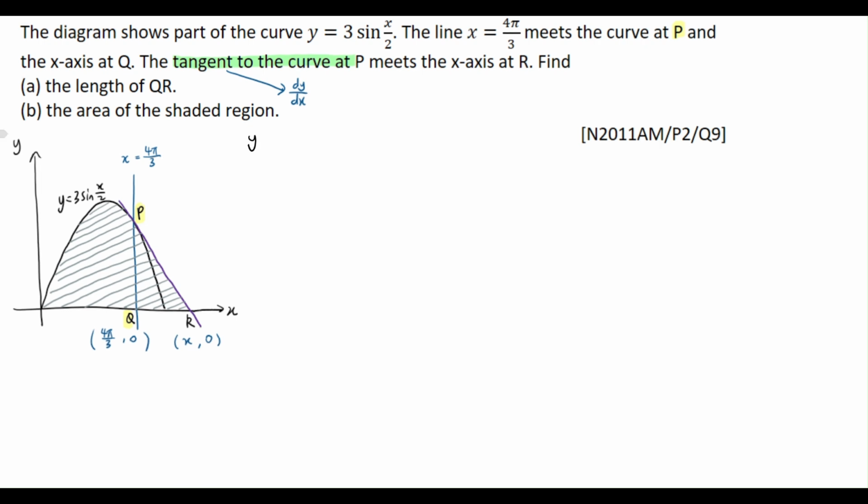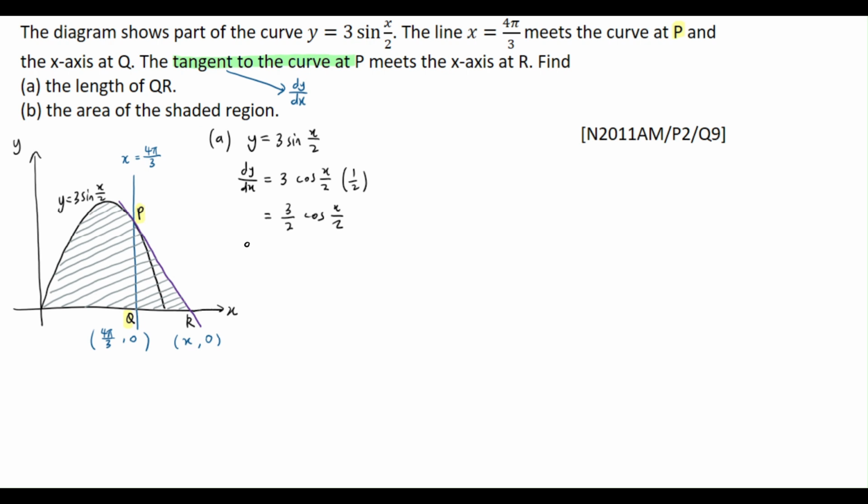So right now, given to us, y equals 3 sine x over 2. So let's do dy dx. The coefficient stays. Differentiate the trig, which gives you cosine x over 2. Differentiate the angle, which is half. So if I write it even nicer, it will be 3 over 2 cosine x over 2.